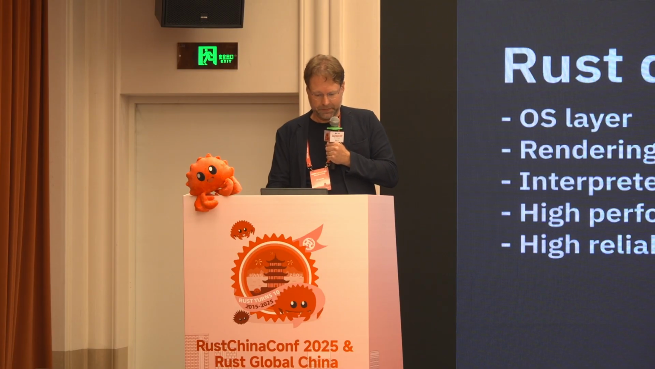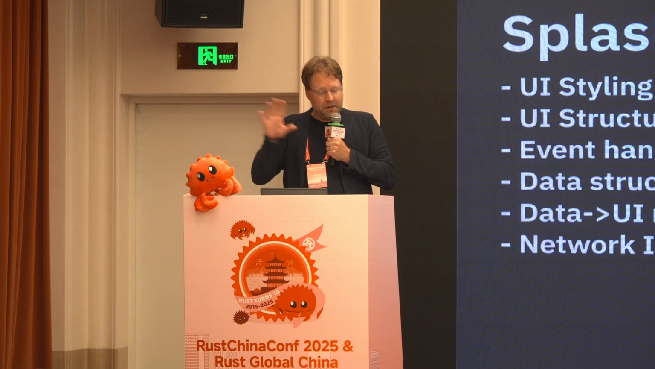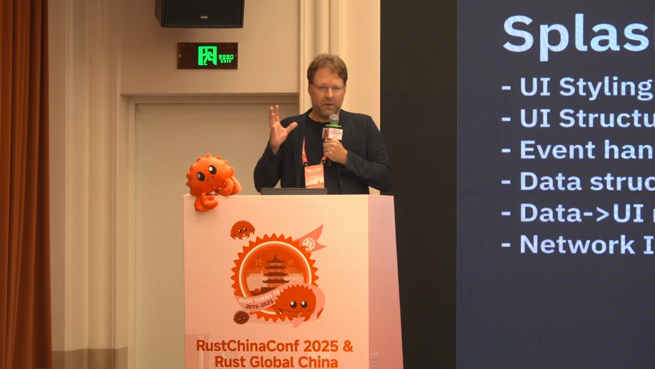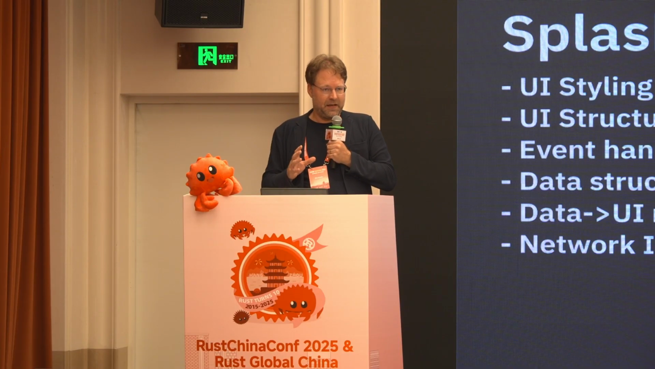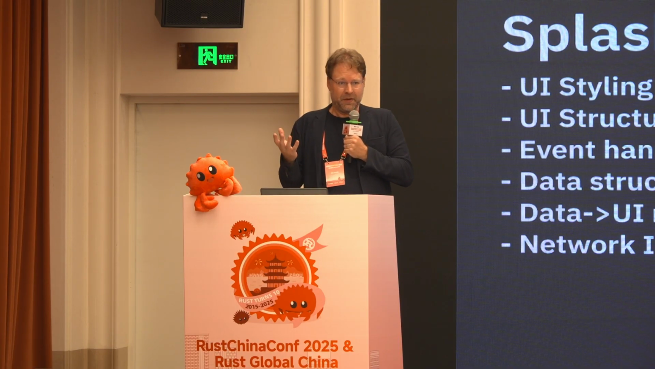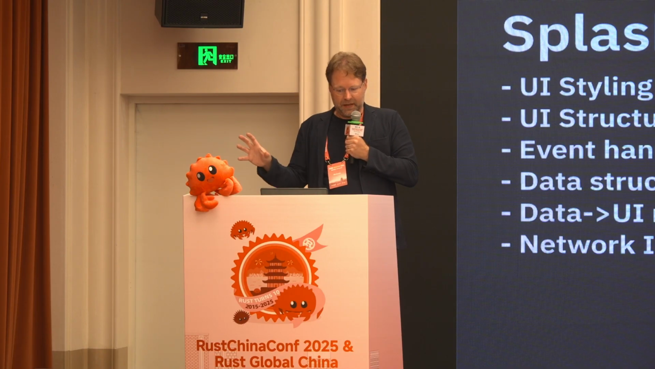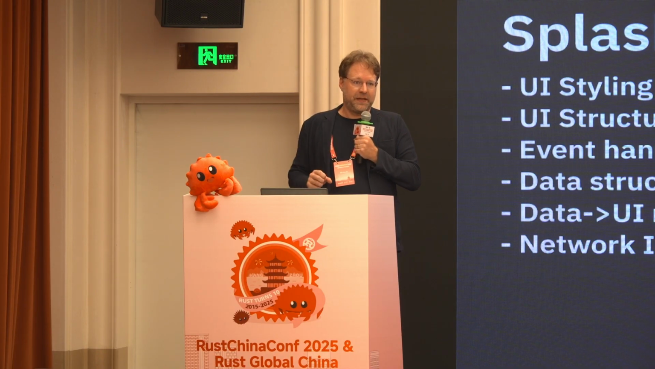We can use them as we've built them in Rust, high performance, stable and reliable. And then the Splash domain is our original DSL domain, which is UI styling and UI structure. But we're going to add to that event handling, data structures, so the data the application operates on, the mapping of the data to the UI, and async networking.